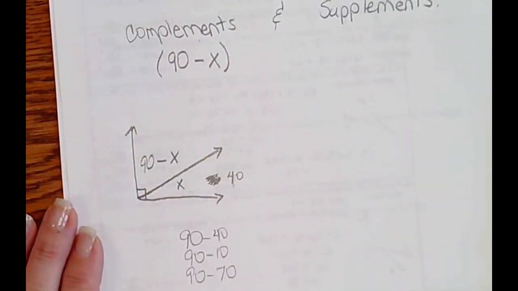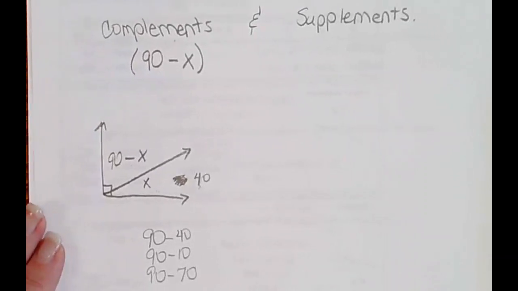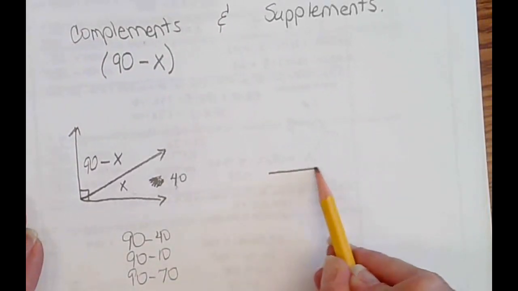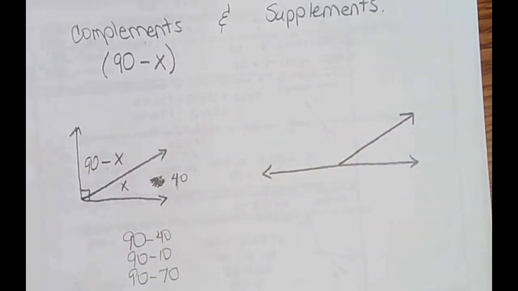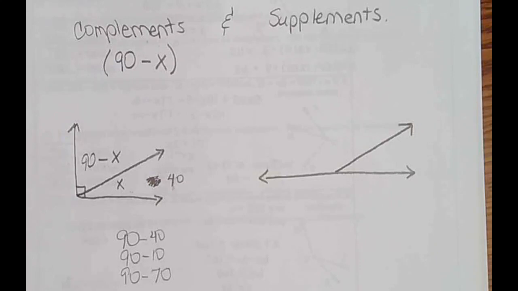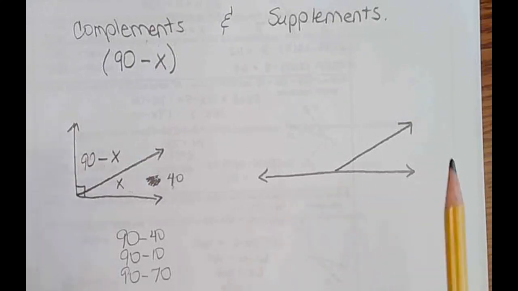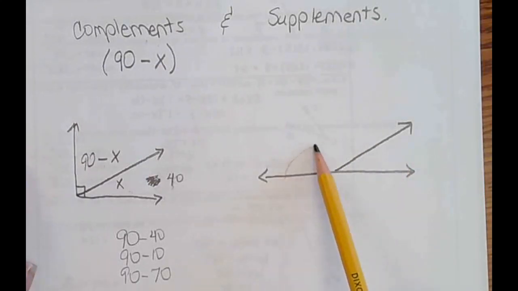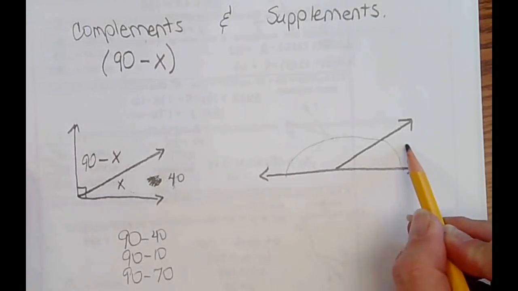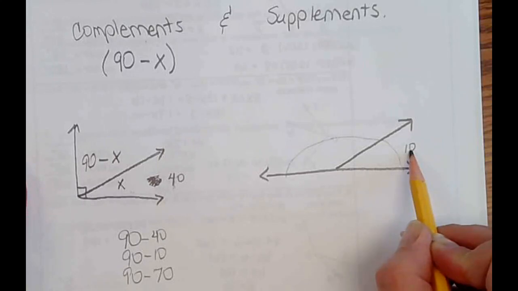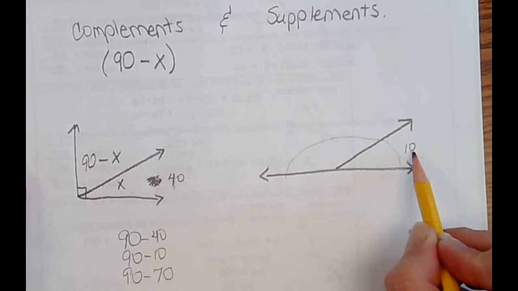Well, let's think about supplement. If two angles are supplements of each other, then they add to be 180 degrees. And my best visual for 180 degrees is this linear pair. So this linear pair here, and sometimes I'll do this rainbow arc, adds up to 180 degrees. So if I had an angle over here and I said it was 10, you would say, well, the whole thing is 180, so the rest of it, its supplement, is 170.